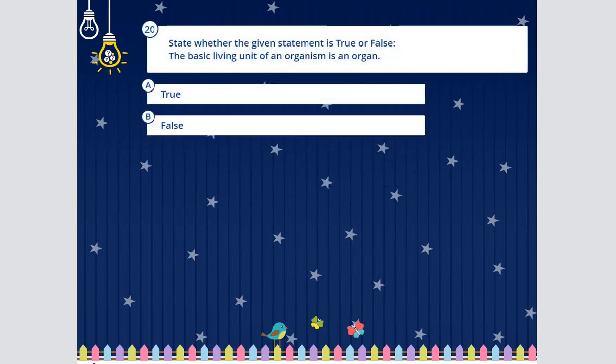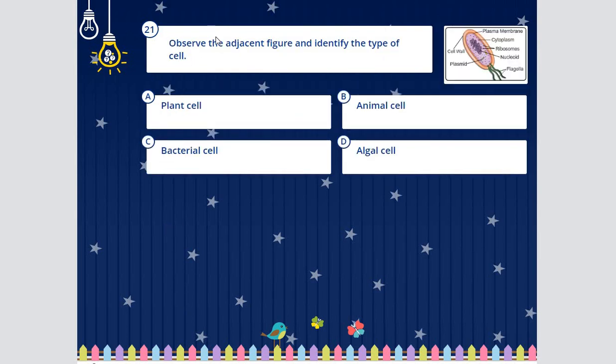Next one, state whether true or false. The basic unit of life. False. Observe the adjacent figure and identify the type of cell. Look, it is having cell wall. Animal cell is not having cell wall. First of all, it is having flagella. It is bacterial cell according to me. Okay, yeah, it is bacterial. It's bacteria only because the DNA is floating in it, and only ribosomes are there.